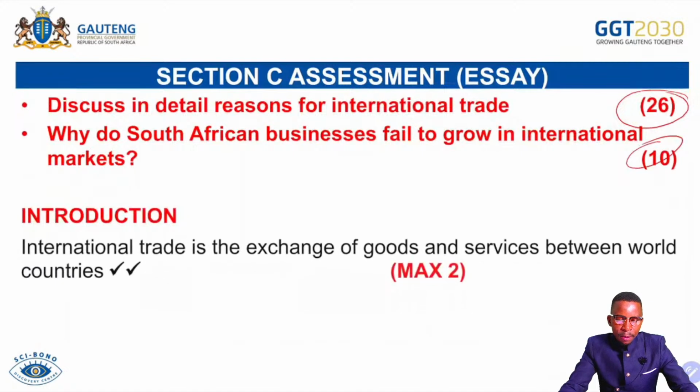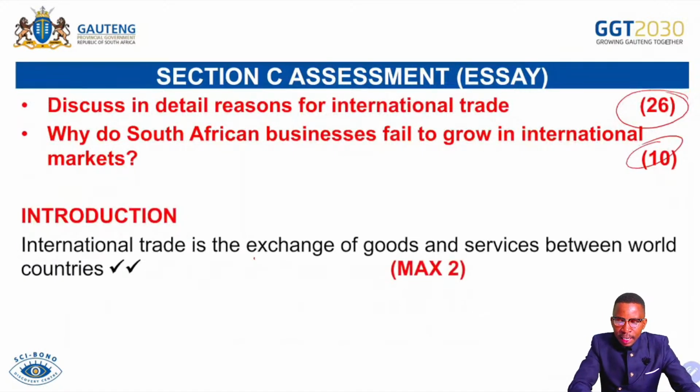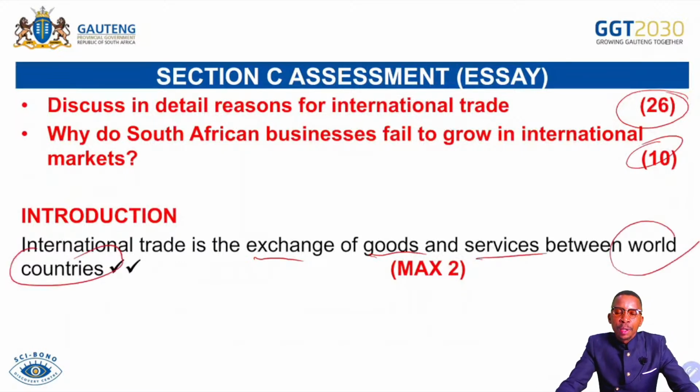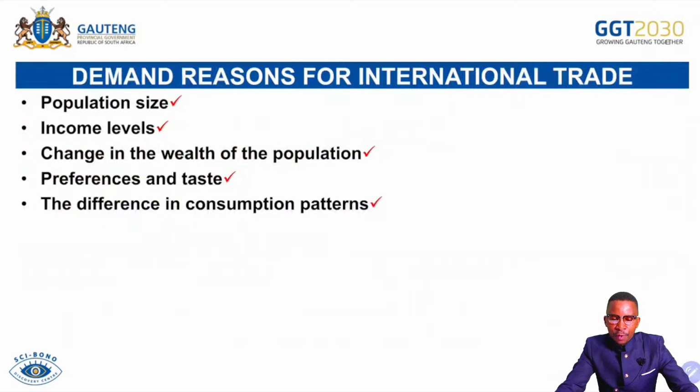As for the introduction, we define international trade. International trade is the exchange of goods and services between world countries. So whenever goods are exchanged between world countries, that is called international trade. That gives you 2 marks. Any other correct and relevant response will be rewarded 2 marks here if it's correct. And then demand reasons for the foreign trade.